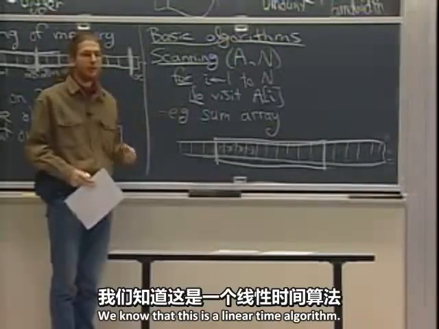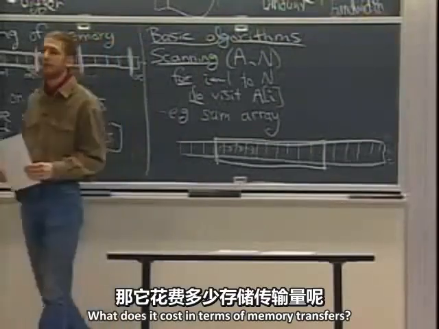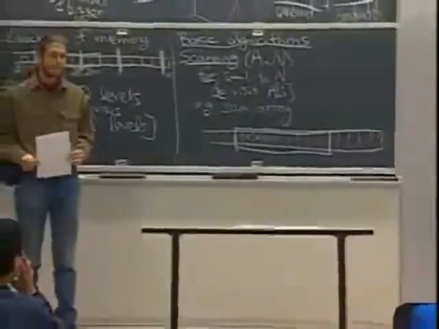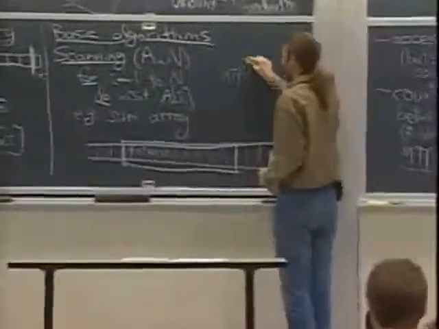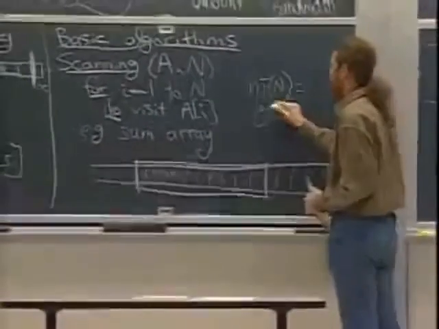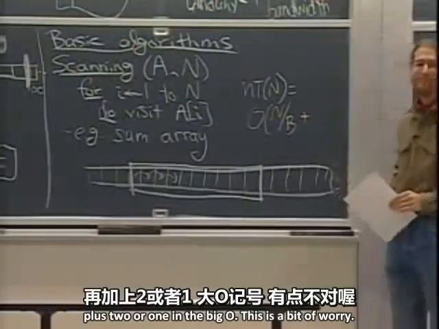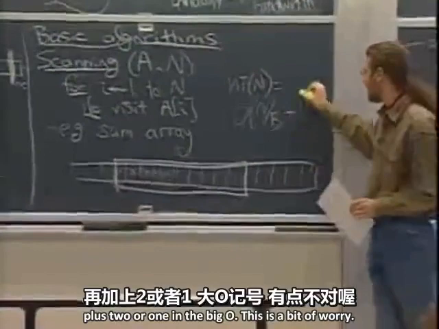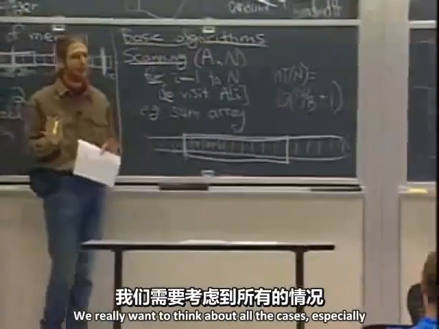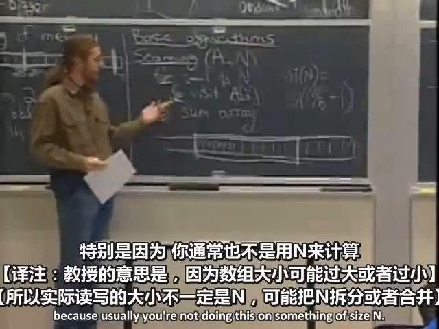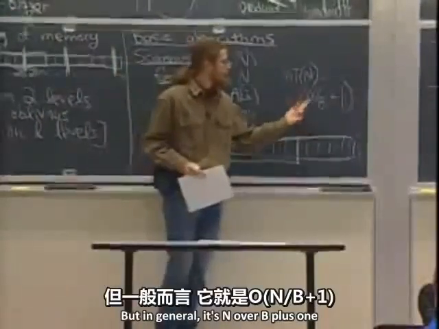We know this is a linear time algorithm. It takes order n time. What does it cost in terms of memory transfers? N over B, pretty much. I'd like to say it's order n over B plus 2 or 1 in the big O. Yeah, there's a bit of worry. I mean, n could be smaller than B. We really want to think about all the cases, especially because usually you're not doing this on something of size n. You're doing it on something of size k, where we don't really know much about k. In general, it's n over B plus 1.